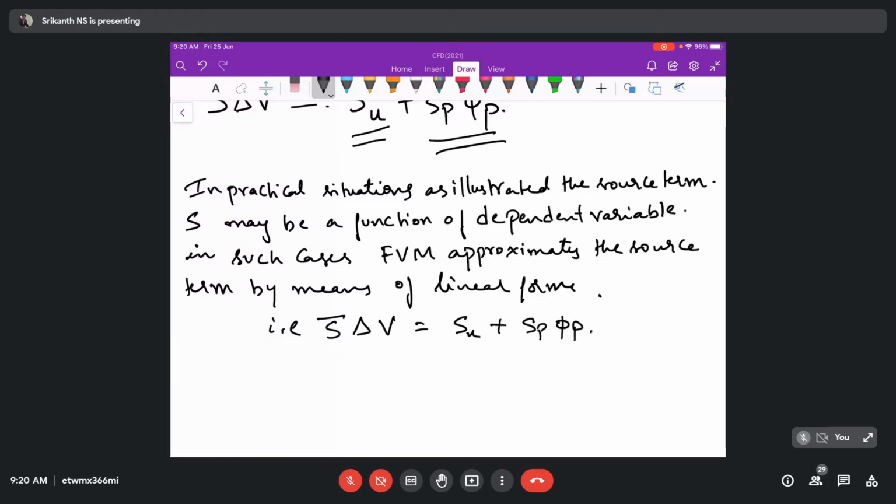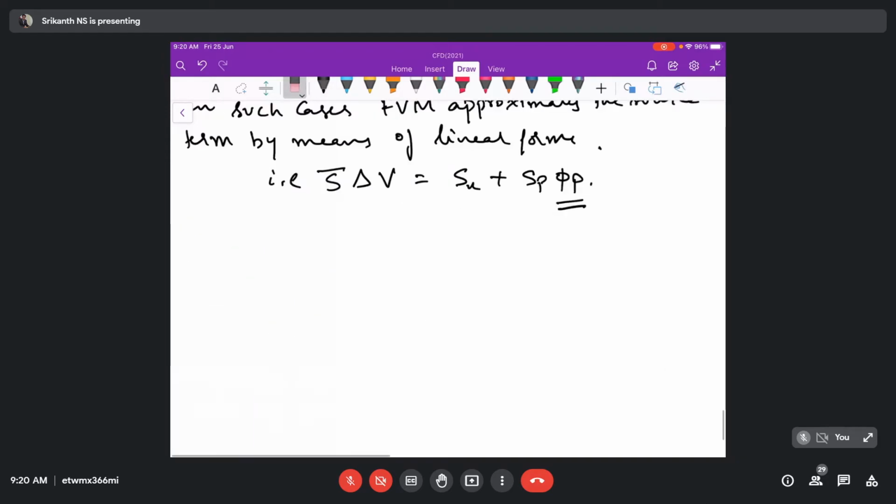So now in this case, it's a property of phi. Now suppose if I take T, dT, here we have taken d phi, then what happens is SP into T. So any property taken, it's a function of that, because Q, internal heat generation, can be a function of temperature. So something like that. So in that particular format we have written it. Okay.